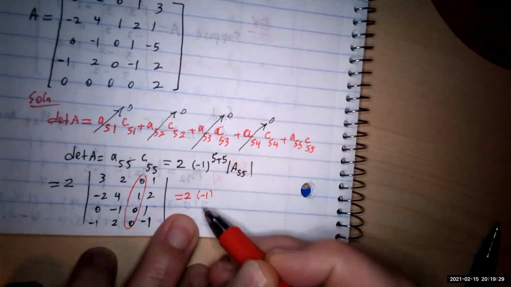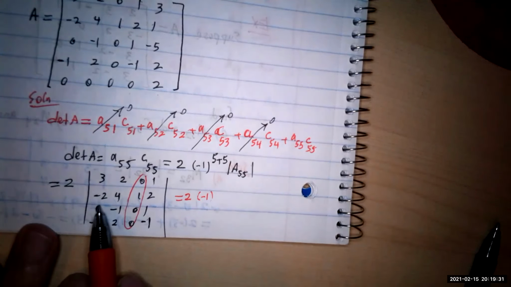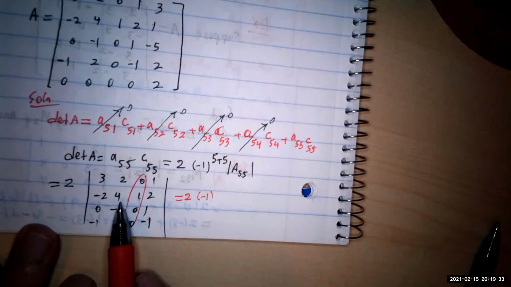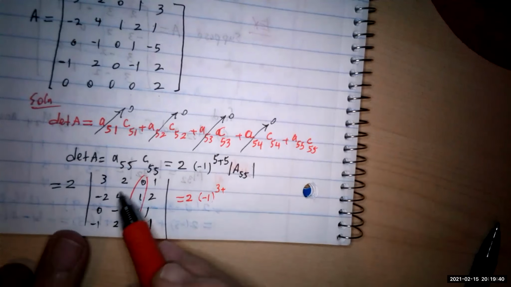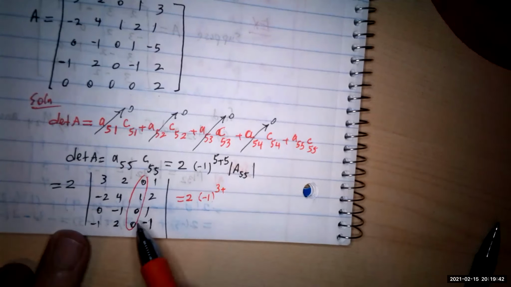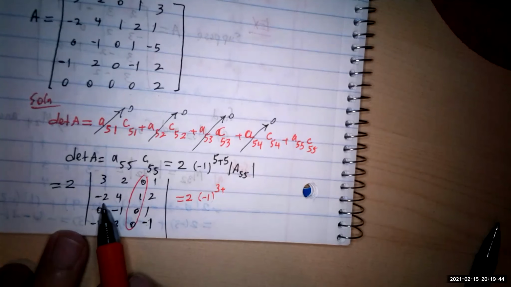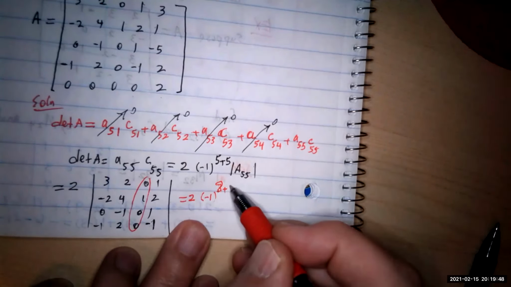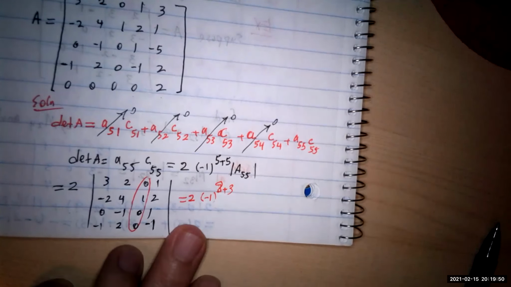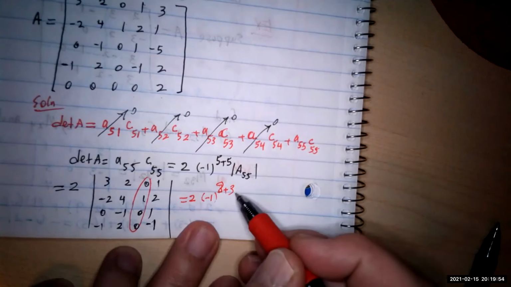Negative 1 to what? And what is going to be the place? The place is going to be the third row, plus which column? Sorry, this is the second row and the third column. Second row and the third column. And the entry is just 1. So the entry is 1.